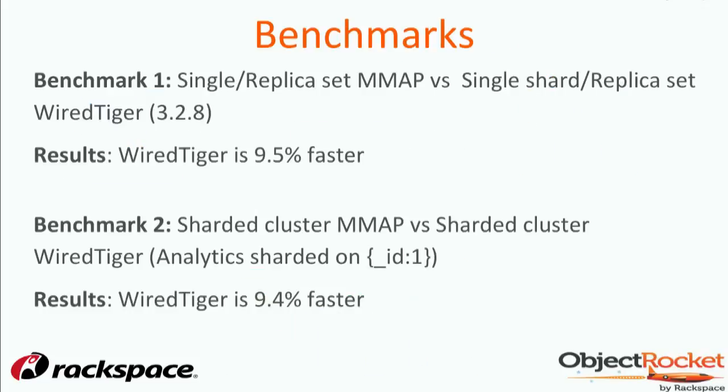So we did some benchmarks. We could say a lot about the benchmarks, maybe in questions we could go into more detail, but suffice it to say, we confirmed that mmap is around 9% slower than WiredTiger, just with the single, straightforward, basic MongoDB setup. And it's about the same with the sharded cluster approach. Do you want to add to that, Antonios? No, just the next slide.